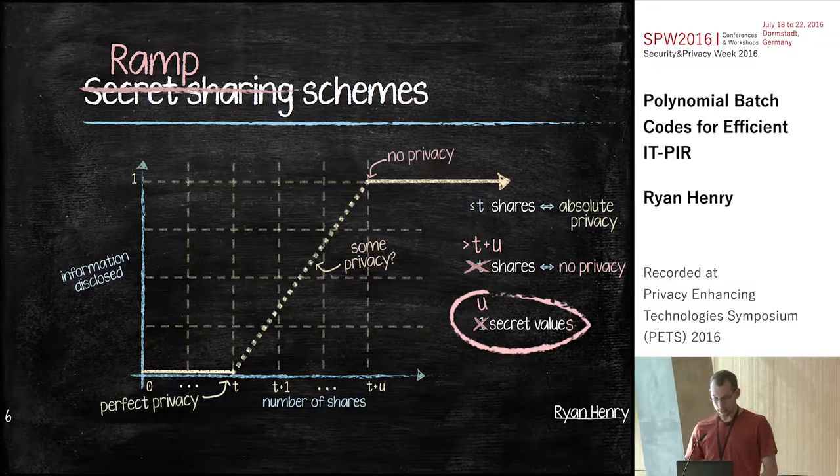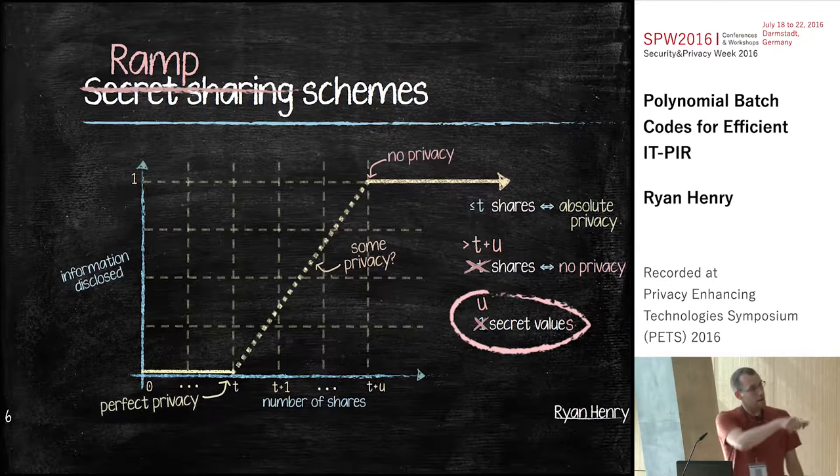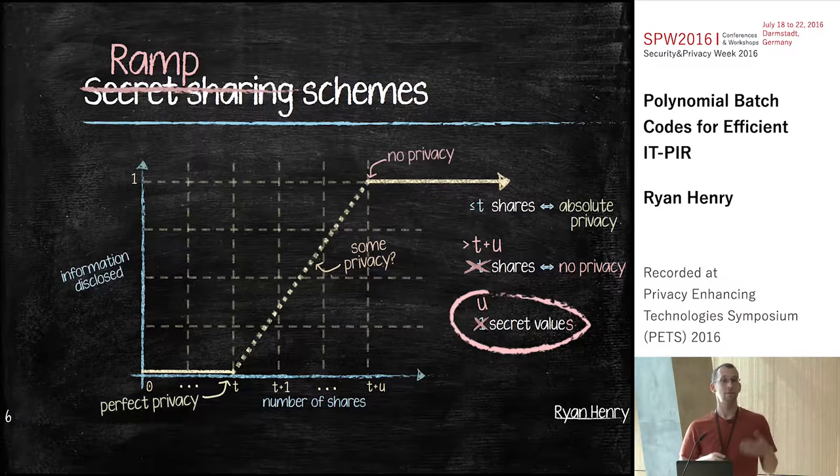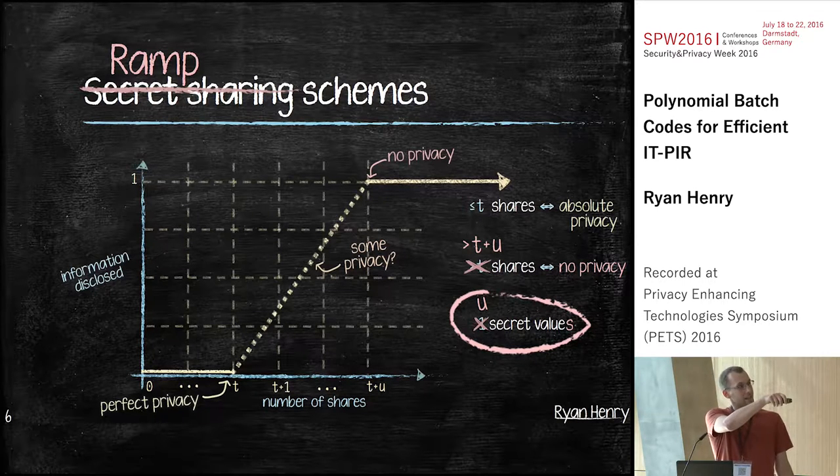And a ramp scheme just relaxes this so that if you have T or fewer shares, you still have no information about the secret. But in order to get complete information about the secret, you now have to have T plus U shares, where U is some parameter that's at least one. And the upshot of this relaxation is we can now fit U secrets, or U times as many secret bits, into the secret sharing scheme.